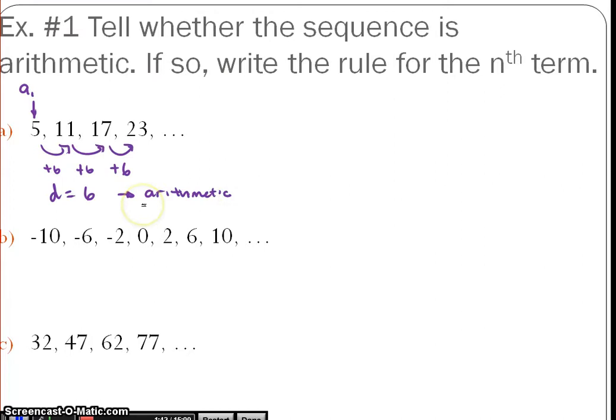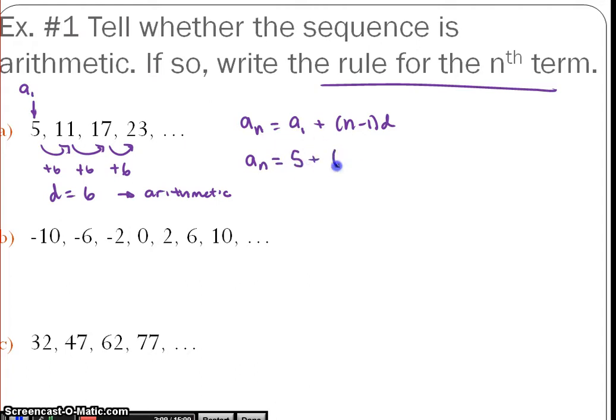So it is arithmetic, and we're going to write the rule for the nth term. The nth term rule always follows this pattern: A sub n is A sub 1 plus n minus 1 quantity times D. n is going to be the variable. It's like in linear equations, where x was the variable. With sequences and series, n is the variable. So A sub n is the first term, A sub 1, which is 5, plus n minus 1 times the constant difference, D, which is 6. I just plug in the two things, the 5 and the 6.